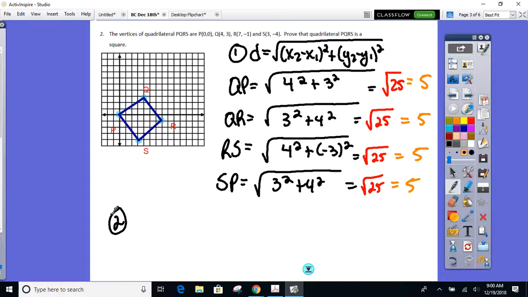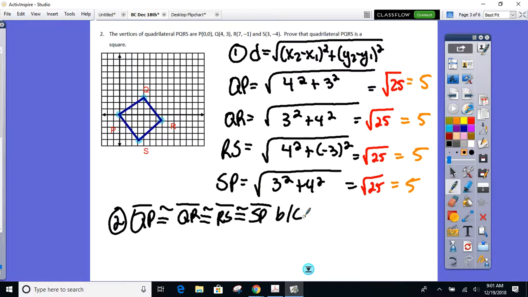All right, next step is not telling me it's a rhombus. You're telling me what you just learned from step 1. What'd you just figure out from step 1? QP is congruent to QR, also congruent to RS, also congruent to SP, not because it's a rhombus. We haven't shown that yet. Why are they all congruent? What did you just show, Vincent? Yeah, distances are equal.